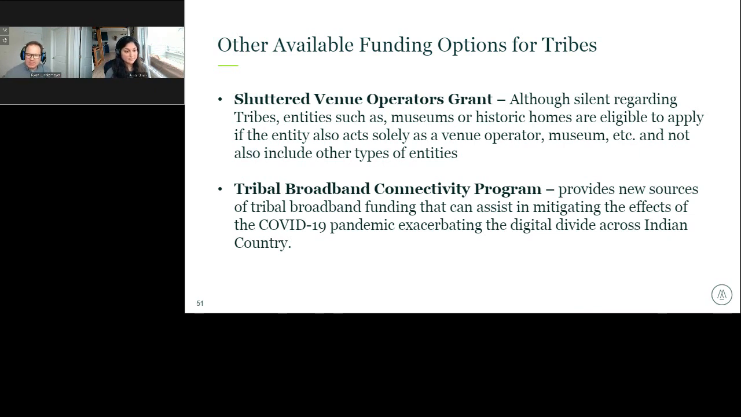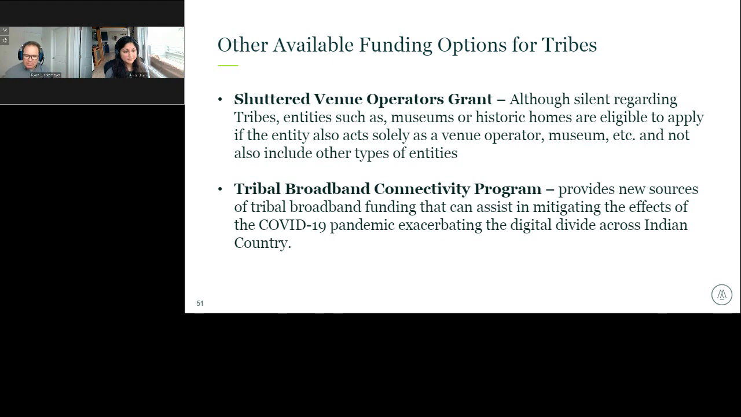The amount of the grant really has restrictions, but can be sizable, to the lesser of $10 million or 45% of the 2019 gross revenues of the entity. But since it's silent on tribes in the guidance, we're trying to think about what tribal entities might qualify. Could it be tribal museums, again acting as a standalone entity, or could it be a tribe that has a venue operator that's acting solely, or an entity that's acting solely as a venue operator?